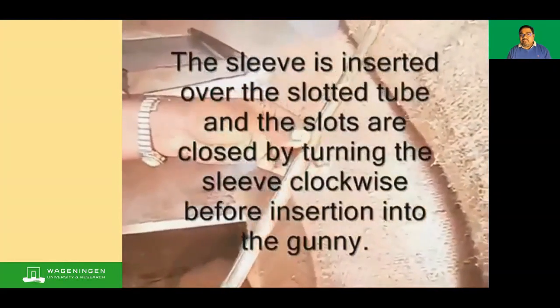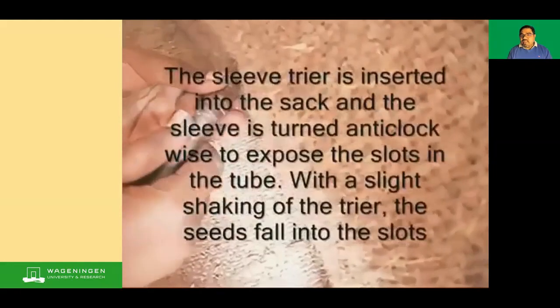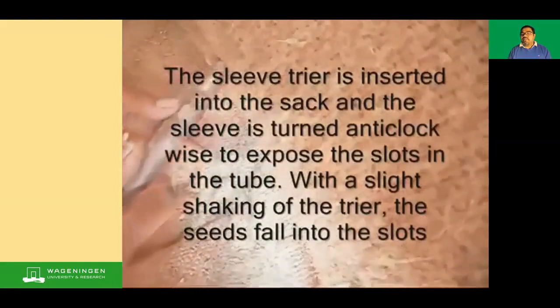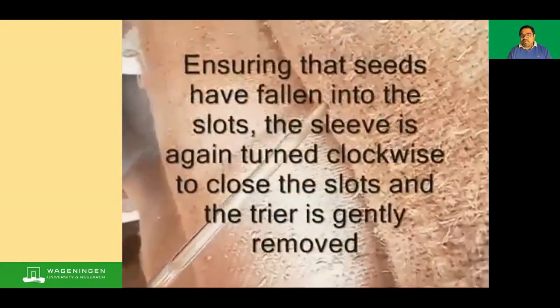So the sleeve is inserted inside the slotted tube, and the slots can be opened by turning. Now you can see when you're putting it inside, the slot should be closed. Once it is inside, you have to rotate it and open it. And then the sample will fall inside the tube. And now you take it out.